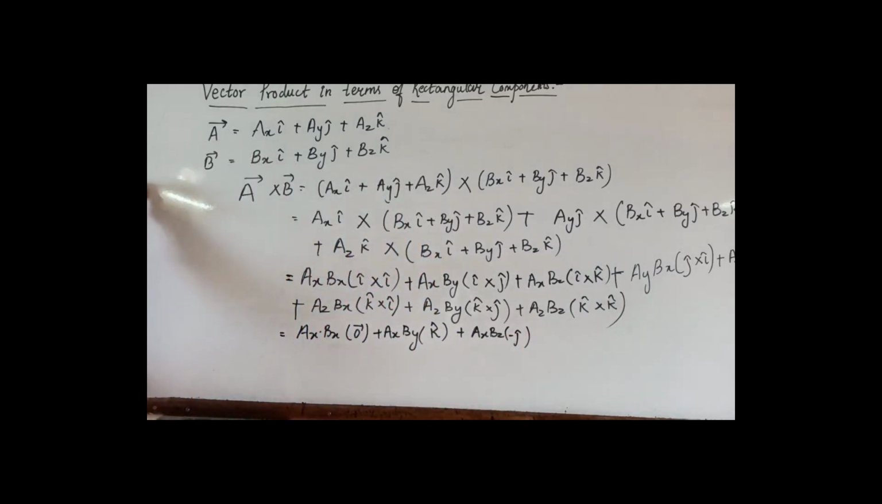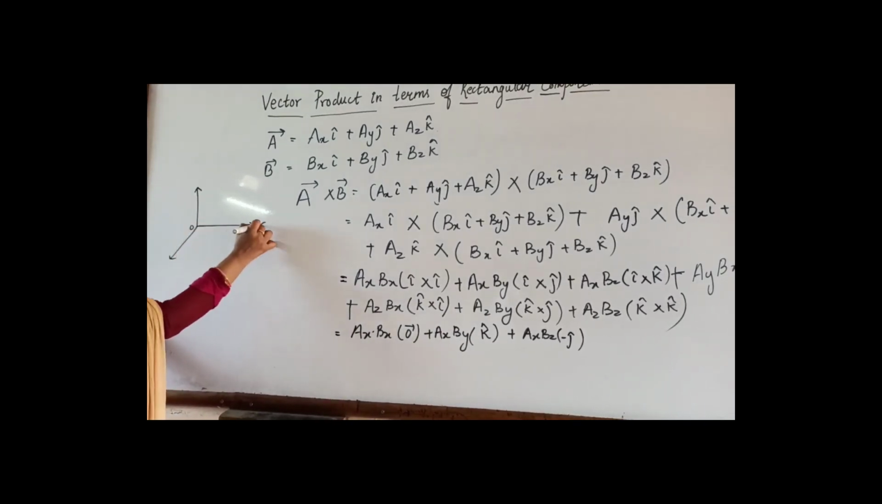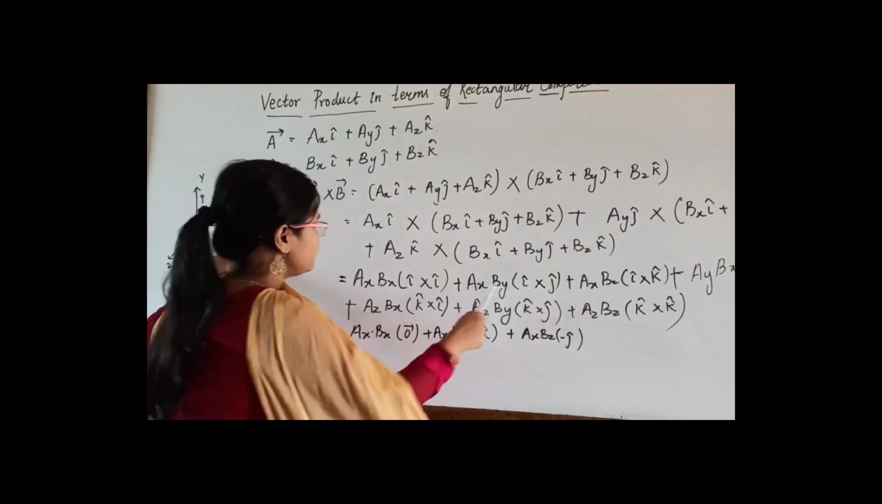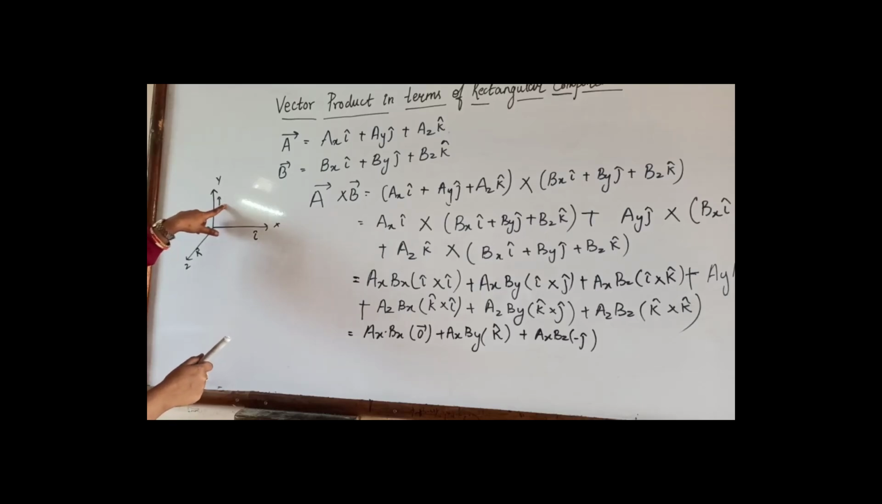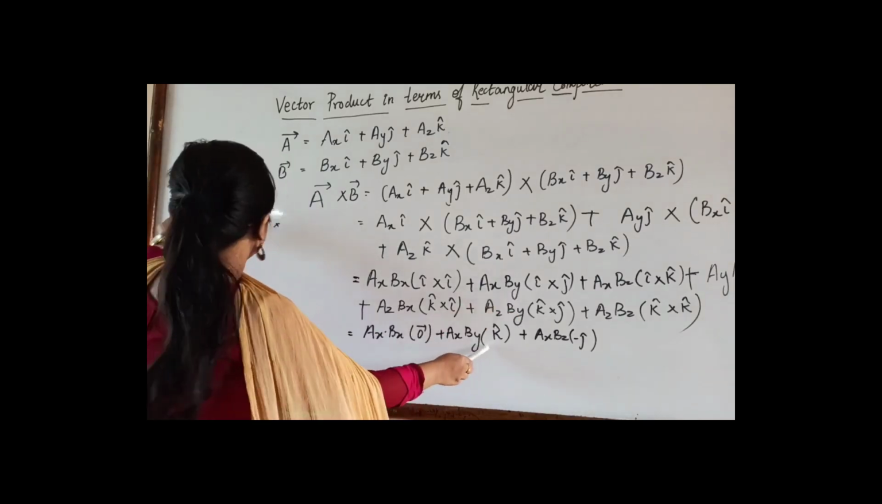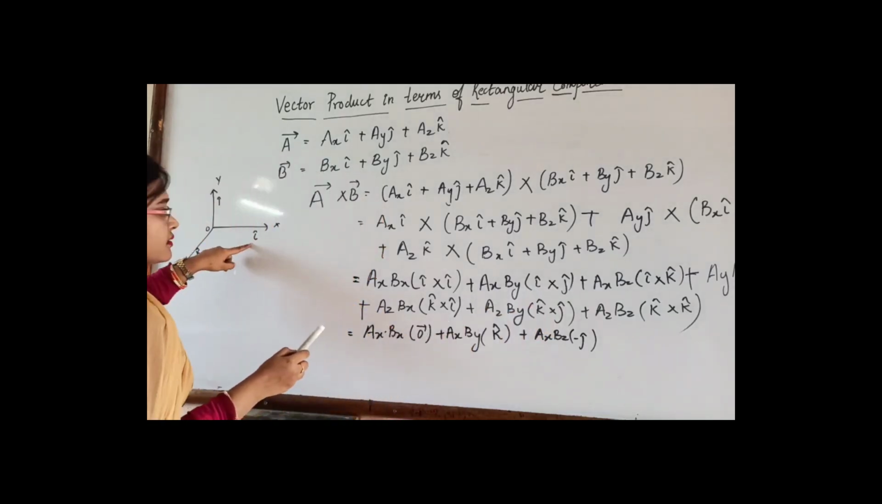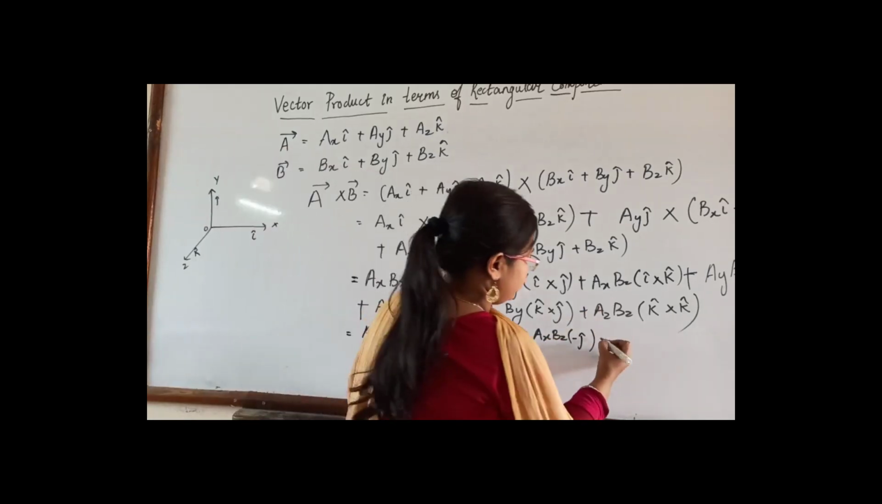ax into bz i cap cross k cap gives us j cap but in the opposite direction. If you want to see it like this, see i cap, j cap, k cap. I already told you in anti-clockwise it is positive and clockwise it is negative. See, i cap cross j cap gives us k cap. Again, i cap cross k cap gives us minus j cap.